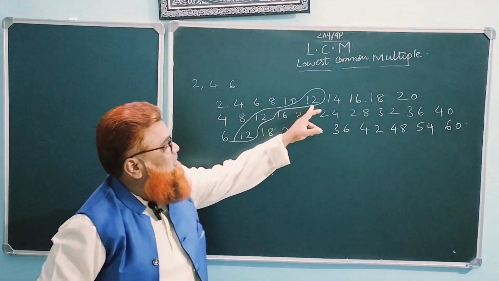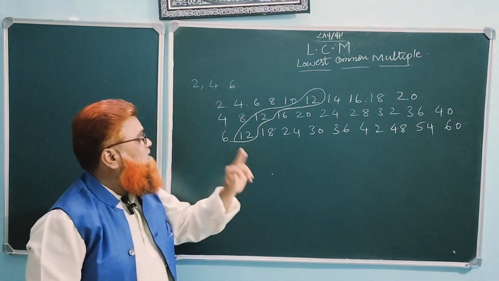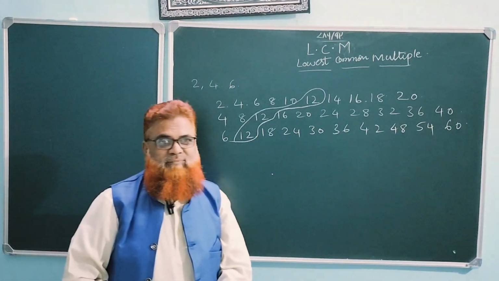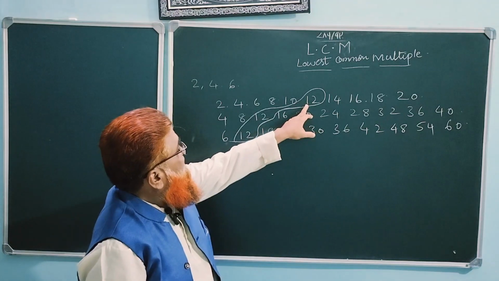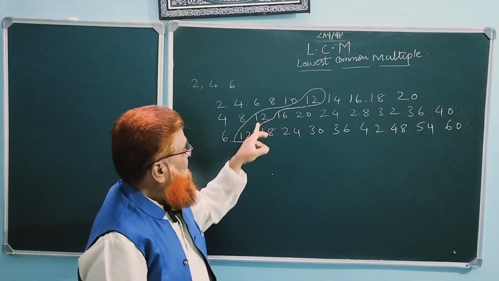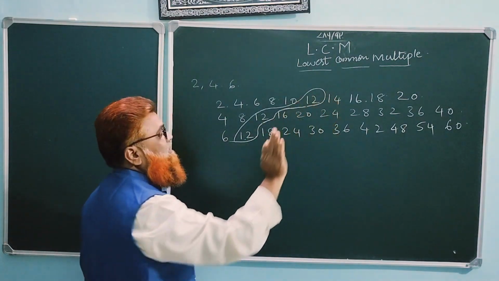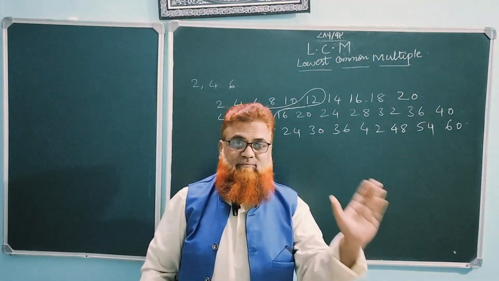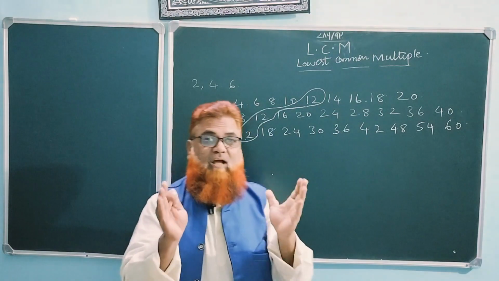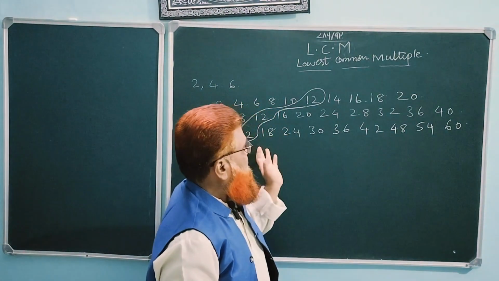In the multiples of 2, it has come in the 6th place. In 4, it has come in the 3rd place. And in 6, it has come in the 2nd place. That means 6 times 2, 3 times 4, and 2 times 6. So 12 is the common multiple of all these three numbers, 2, 4 and 6. 12 is the first common multiple, and it is the lowest.